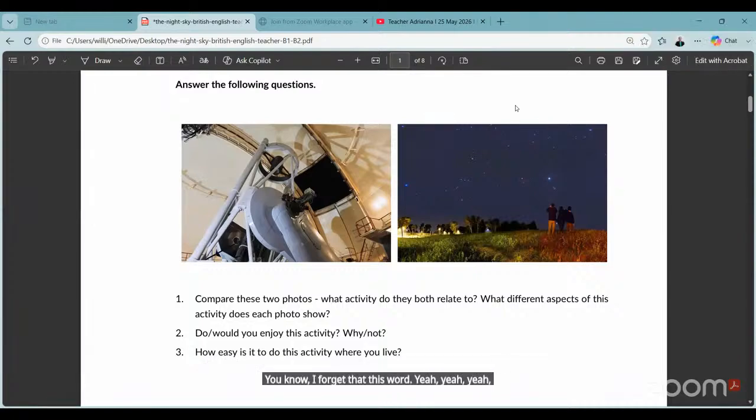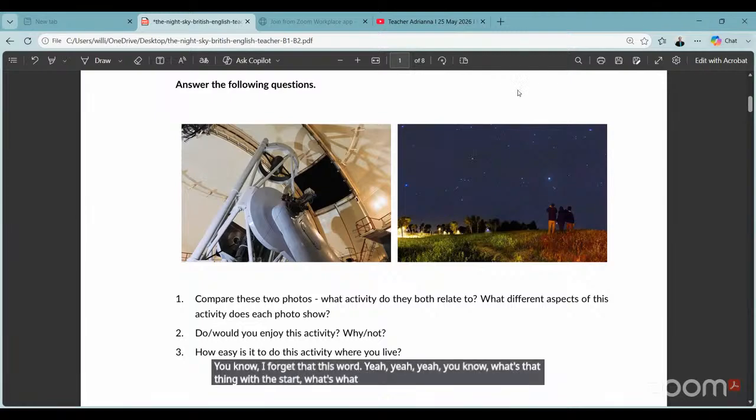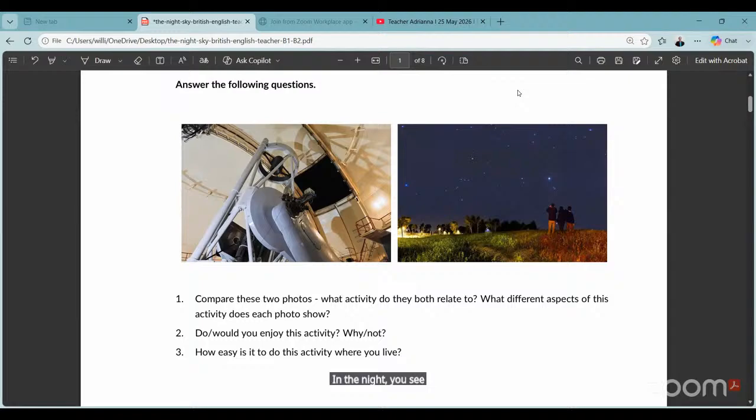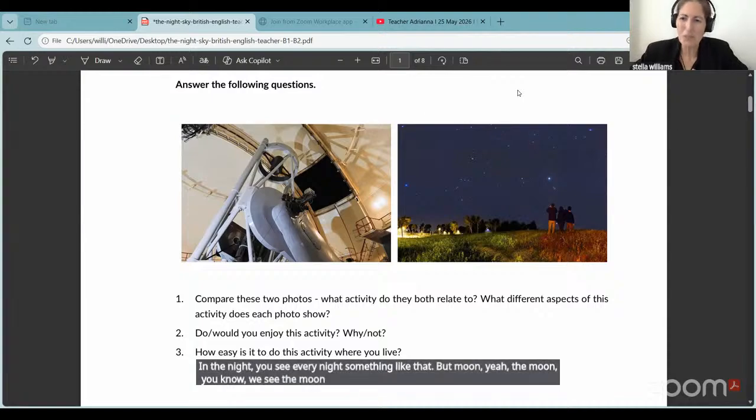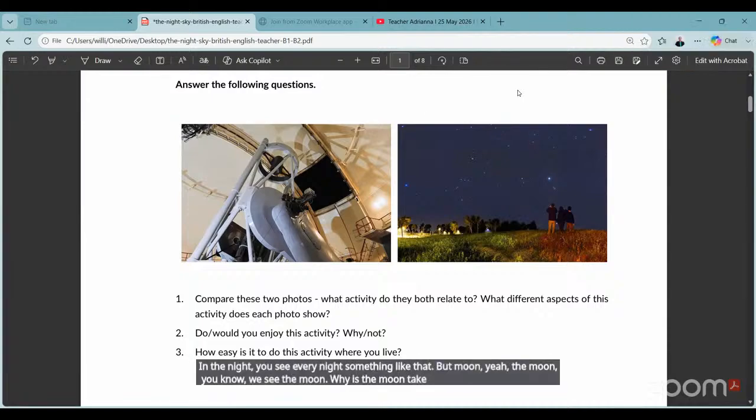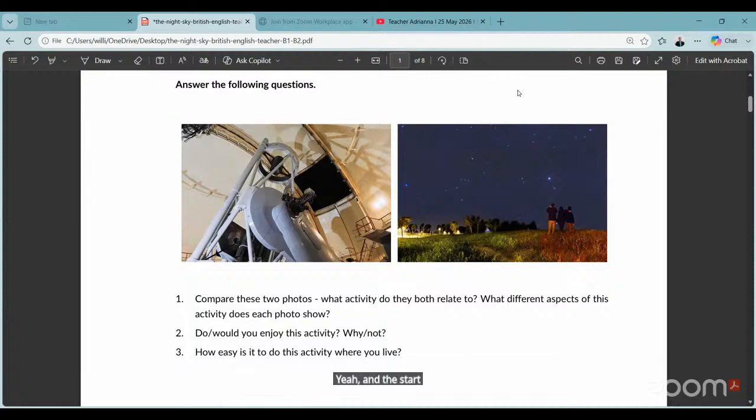What is that thing with the stars? What is his name? I don't know. In the night you see it every night, something like that. Moon, yes, the moon. You see the moon and the stars. Why does the moon take that color?